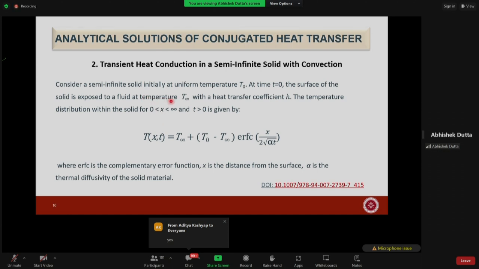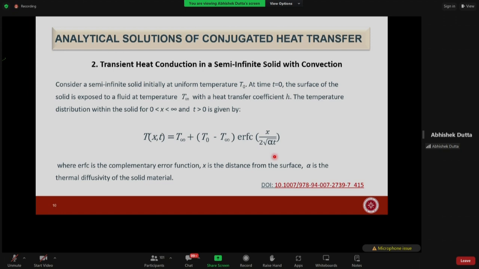Now, coming back to the expression that I've written here: at time t equals 0, the surface of the solid is exposed to the ambient temperature with a heat transfer coefficient h, and a temperature distribution develops along the length of the semi-infinite solid. We can express this condition using this equation. This expression is very interesting because it has an error function as well. It is not a direct equation; it's a little more complex, with a complementary error function. The equation relates the distance from the surface and the thermal diffusivity of the solid material, and it accounts for both the transient behavior of the conduction and the convective behavior.